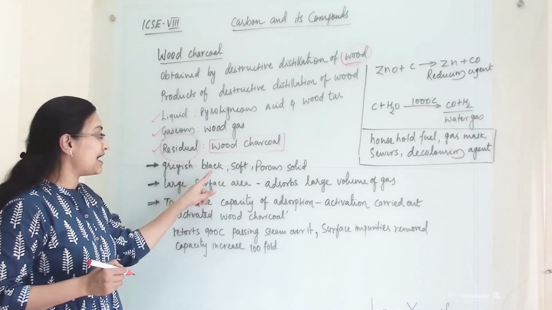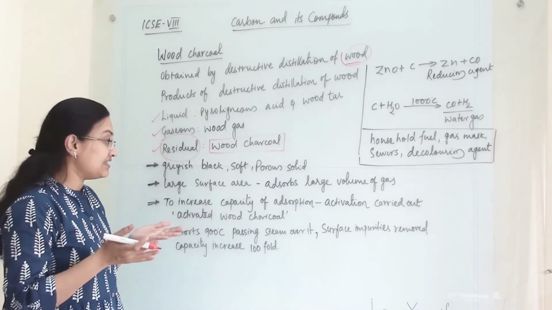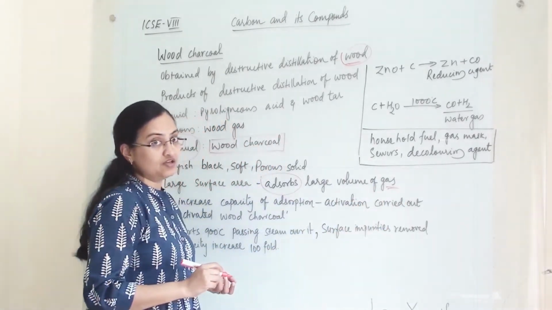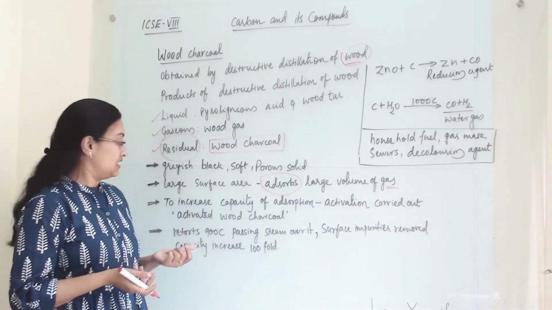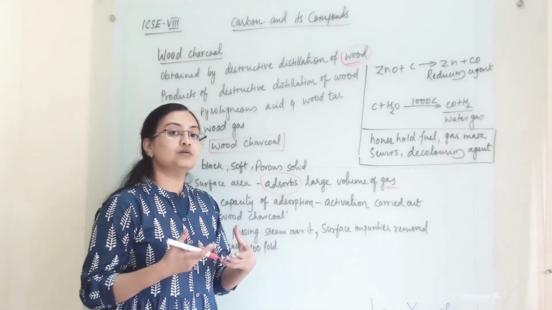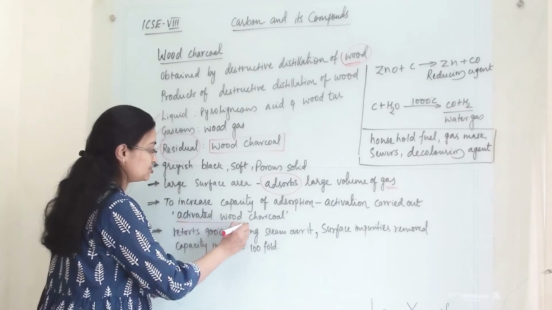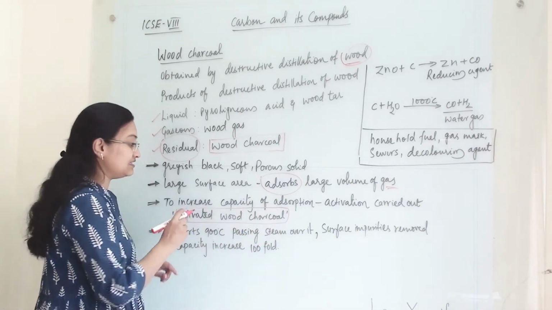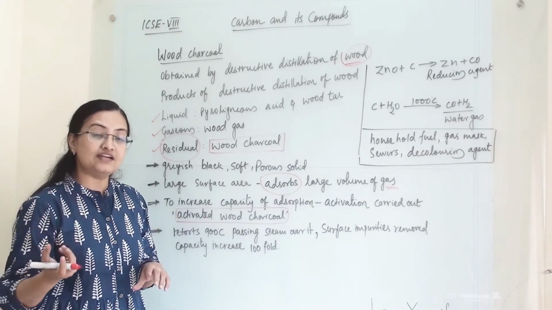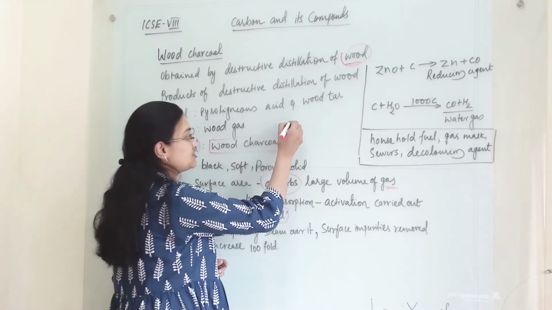It is a greyish black, soft and porous solid. It has a large surface area, and it will adsorb a large volume of gas. So it has an adsorption capacity. To increase this capacity of adsorption, we have to perform some activation on it. So it is termed activated wood charcoal. Whenever it is written that this is activated wood charcoal, that means it has a capacity to adsorb gases or liquids on its surface. Adsorption is a surface phenomenon.